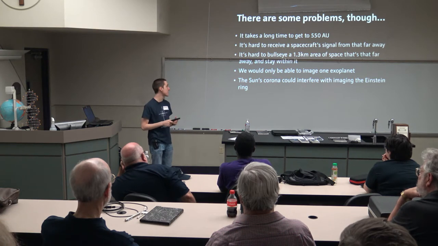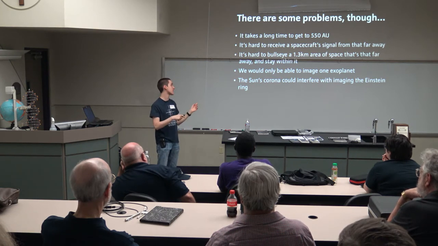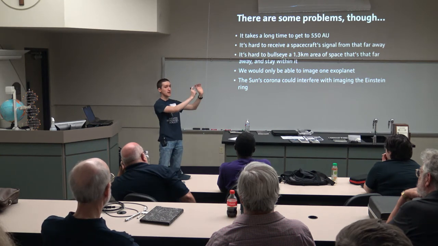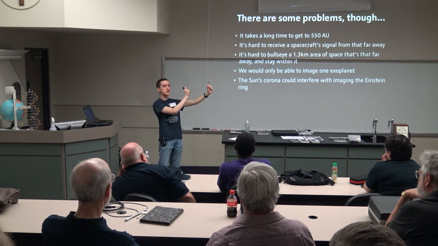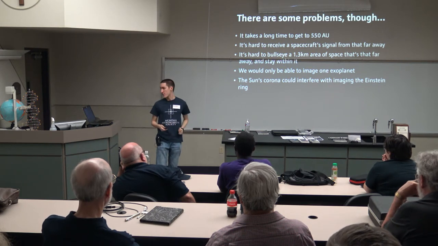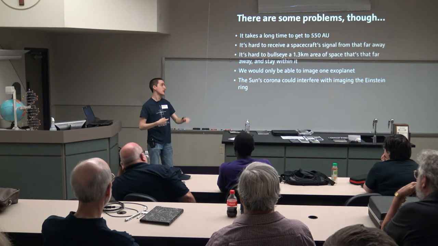In fact, a better bet is to actually go out another 100 astronomical units away to 650, because at that point, the sun would appear smaller relative to the Einstein ring, so there'd be less corona to interfere. But of course, that adds extra time onto the mission and extra distance, like we talked about before.